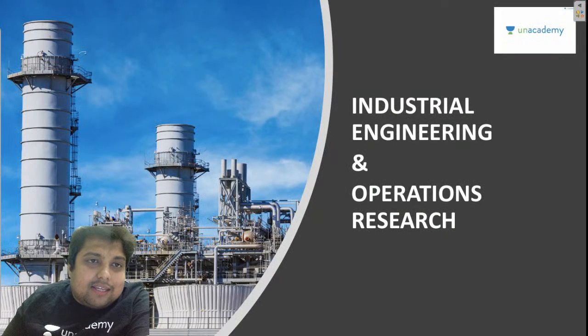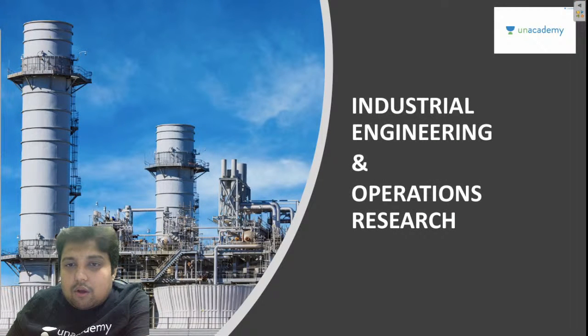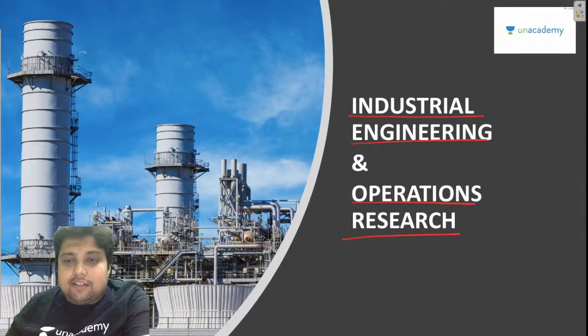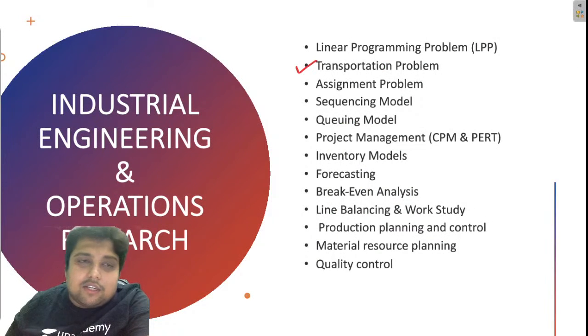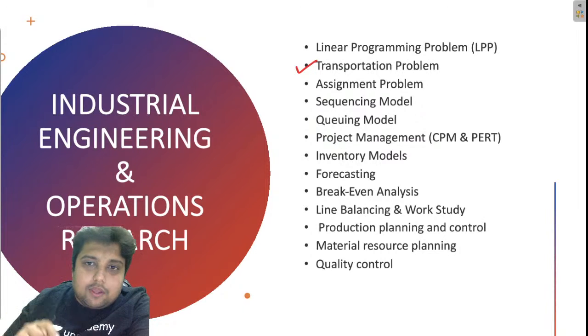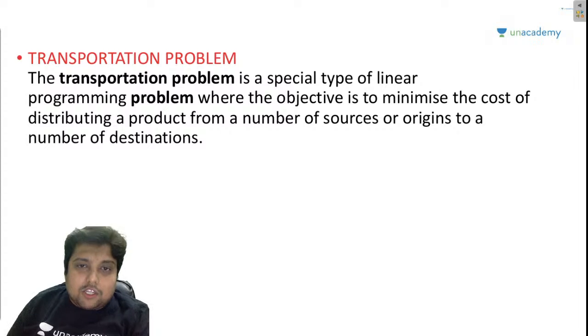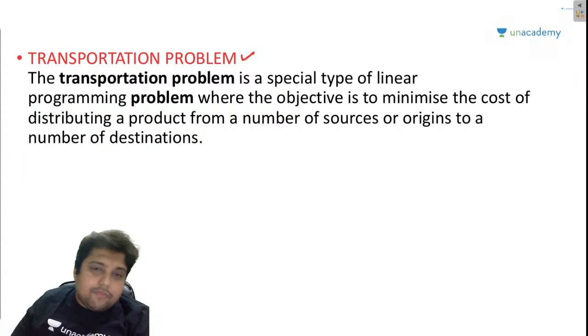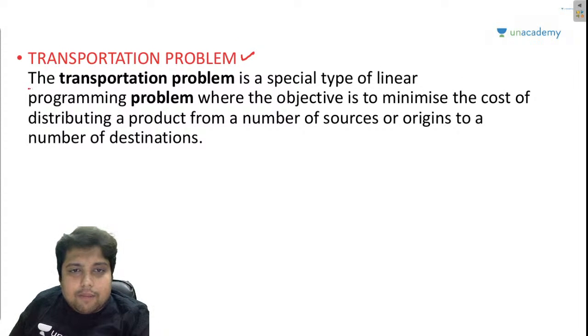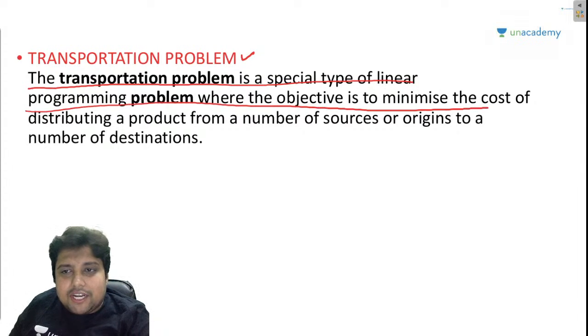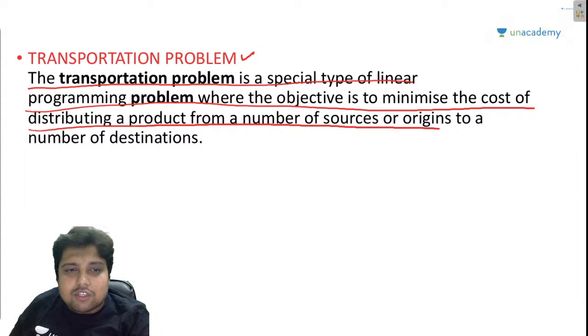Now, let us start today's session on industrial engineering and operations research. As I said at the starting of the class, today we will start the topic transportation problem. What is the transportation problem? The transportation problem is a special type of linear programming problem where the objective is to minimize the cost of distributing a product from a number of sources or origins to a number of destinations.